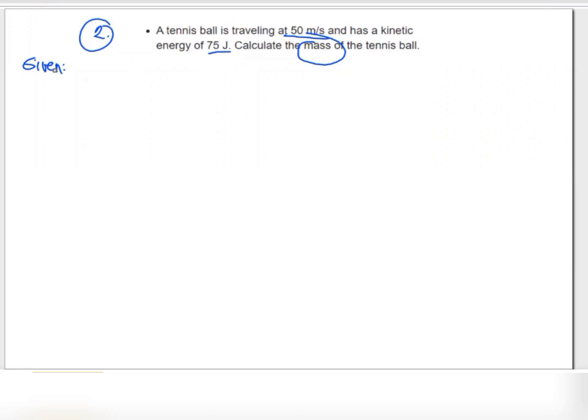So, given natin, we have here V, which has a value of 50 meters per second. And then we have here kinetic energy, which is 75 joules. And our unknown is mass, or M. Okay?